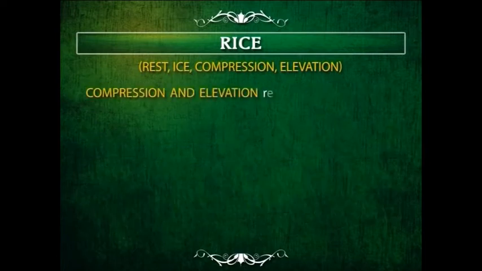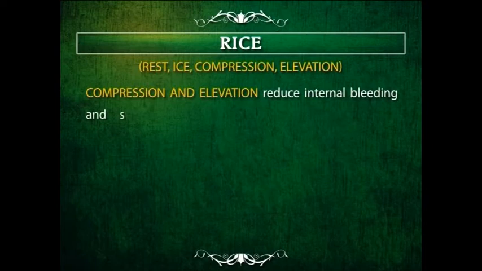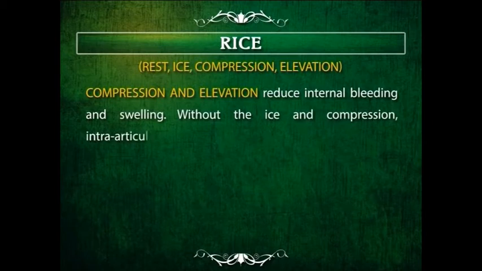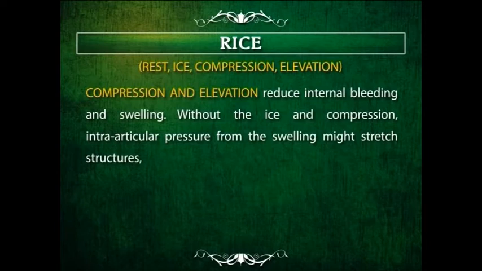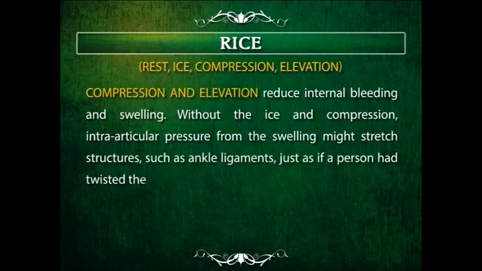Compression and elevation reduce the internal bleeding and swelling. Without the ice and compression, intra-articular pressure from the swelling might stress structures such as the ankle ligament, just as if a person had twisted the joint. Some type of immobilization or rest is needed for musculoskeletal injuries. Rest promotes healing and reduces the risk of a prolonged recovery time.